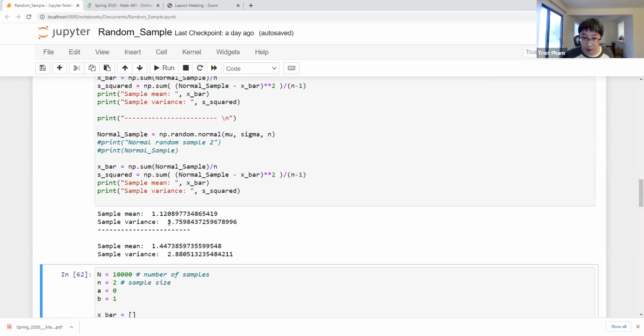Any question here about sample mean, sample variance? Of course, once you have the sample, you can form any kind of statistics with it, namely the max, the min, the median, and you can observe how they change. Any question?